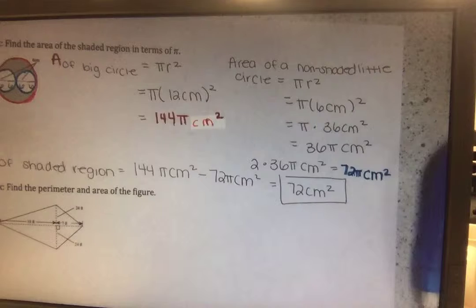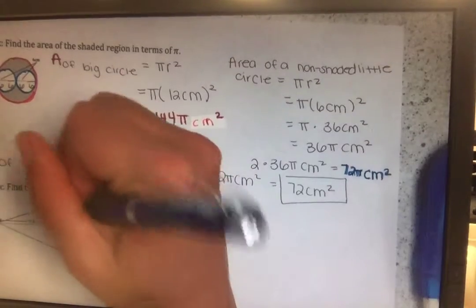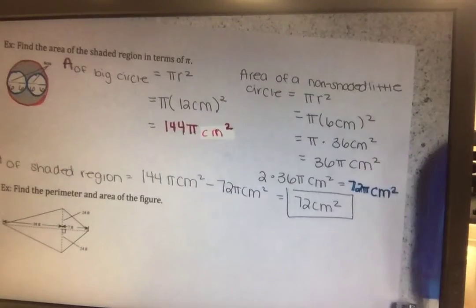Two more examples. It says find the perimeter and the area of the figure. All right, so in order to find the perimeter, we need to add up all of the sides. I don't know the sides, but I notice that they're all right triangles. So we can use Pythagorean Theorem to find the different sides. So for one, let's try to find this one little side over here.